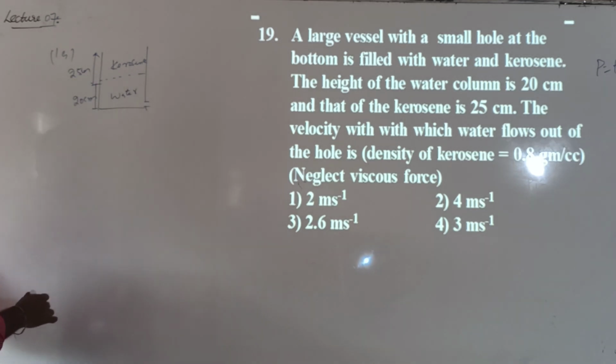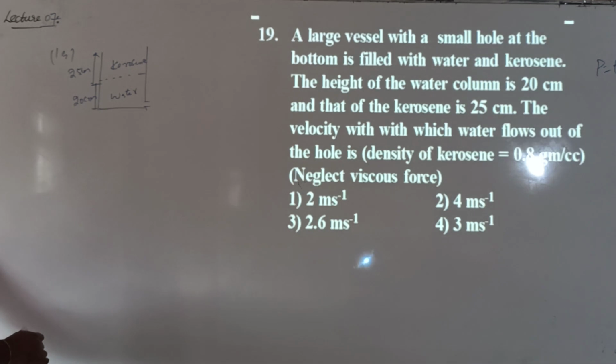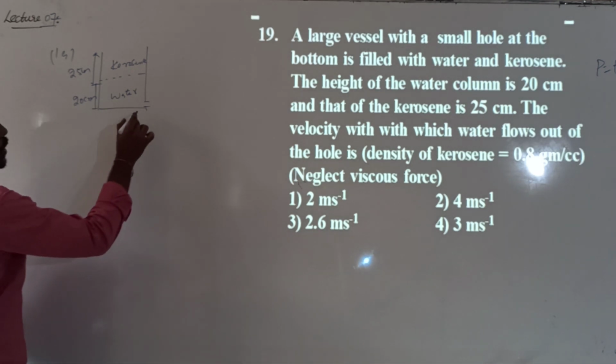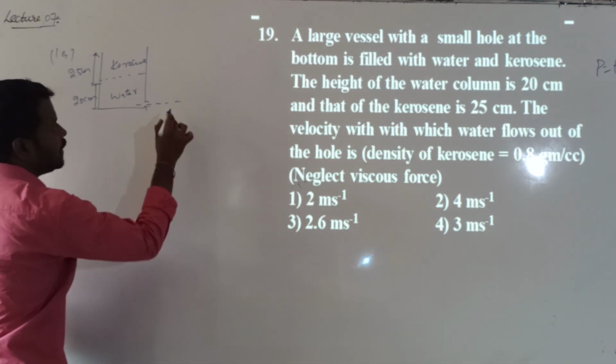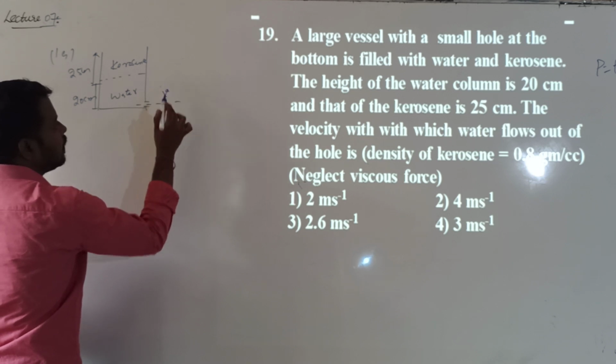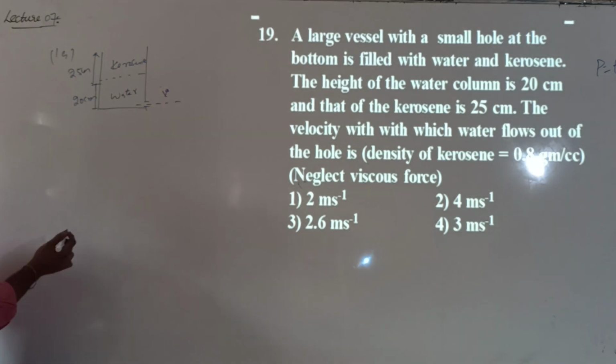Okay? The velocity with which the water flows out through the hole, with what velocity the water will come out, this velocity value we want to calculate. So they gave density values now. What is the density of the kerosene given?